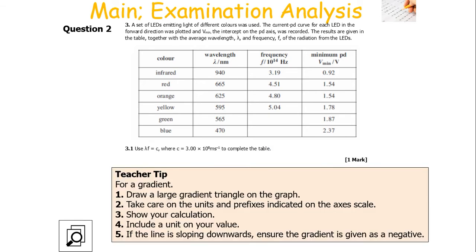Now, here's a bit of a tip when you're working out a gradient. Firstly, draw a large gradient triangle on the graph. The mark scheme said at least 8 centimeters. Take care on the units and the prefixes indicated on the axis scale. So look here, you're going to have to be careful regarding using nanometers and times 10 to the 14 hertz. Always show your calculation in your answer. So show literally delta y over delta x, and then include the unit on the value. And the trick is, if the line is sloping downwards, the gradient always has to be negative.